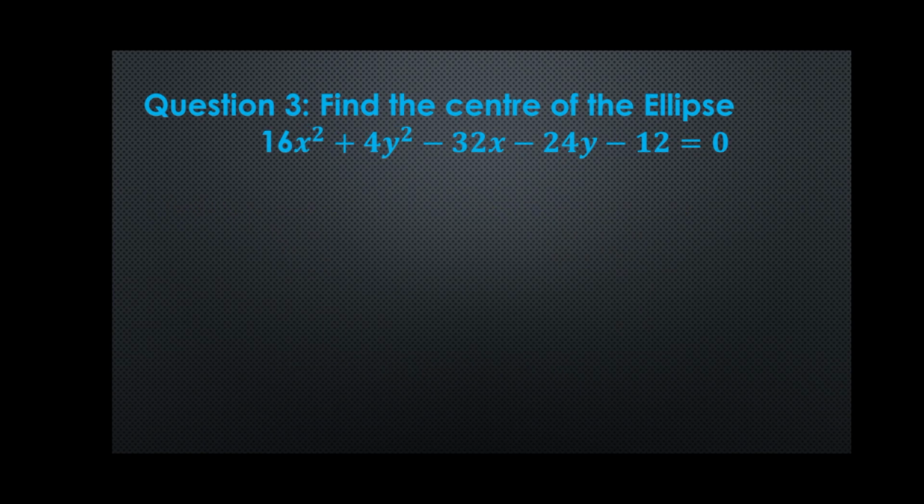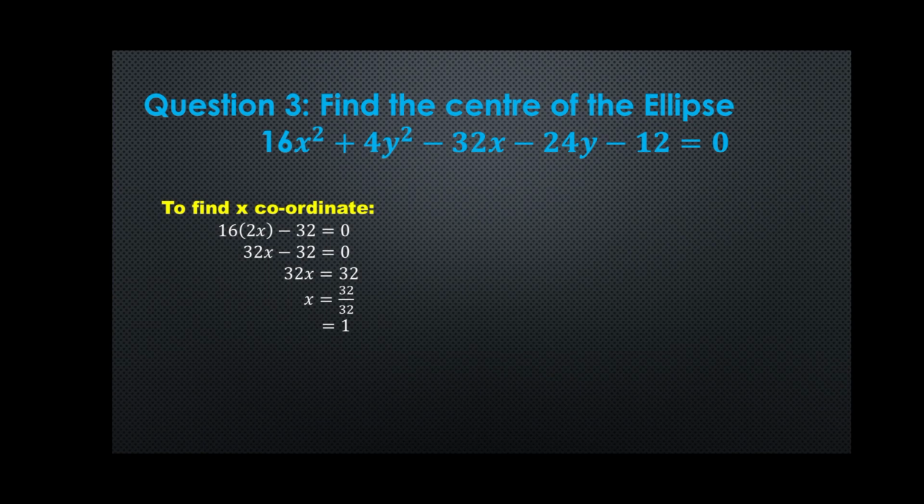Moving on to the next question. Find the center of the ellipse 16x² + 4y² − 32x − 24y − 12 = 0. To find the x coordinate, differentiating 16x² − 32x, we get 16 into 2x − 32 = 0, which gives x = 1.